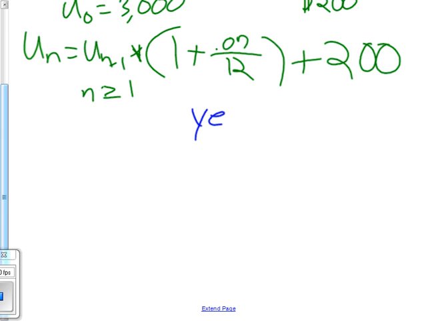So year 3. So how many months would year 3 be? 36. Year 3, so 36 months. So what's our value of this original $3,000 at 36 months?